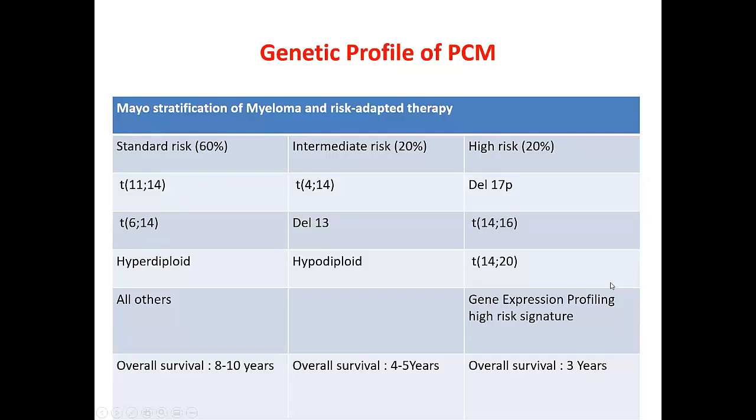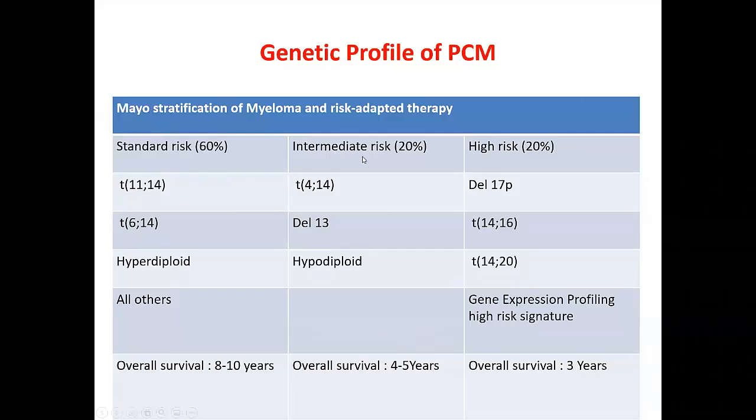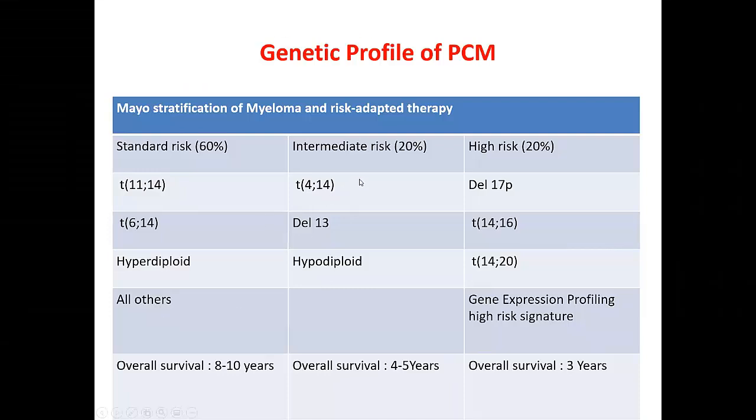Now, which ones are standard risk, which ones are intermediate risk, and which ones are high risk? Because if we are doing that, what we are trying to assess is the prognosis. Standard risk is t(11;14), t(6;14), and hyperdiploid, and all others. But intermediate risk means t(4;14), deletion 13, and hypodiploid.